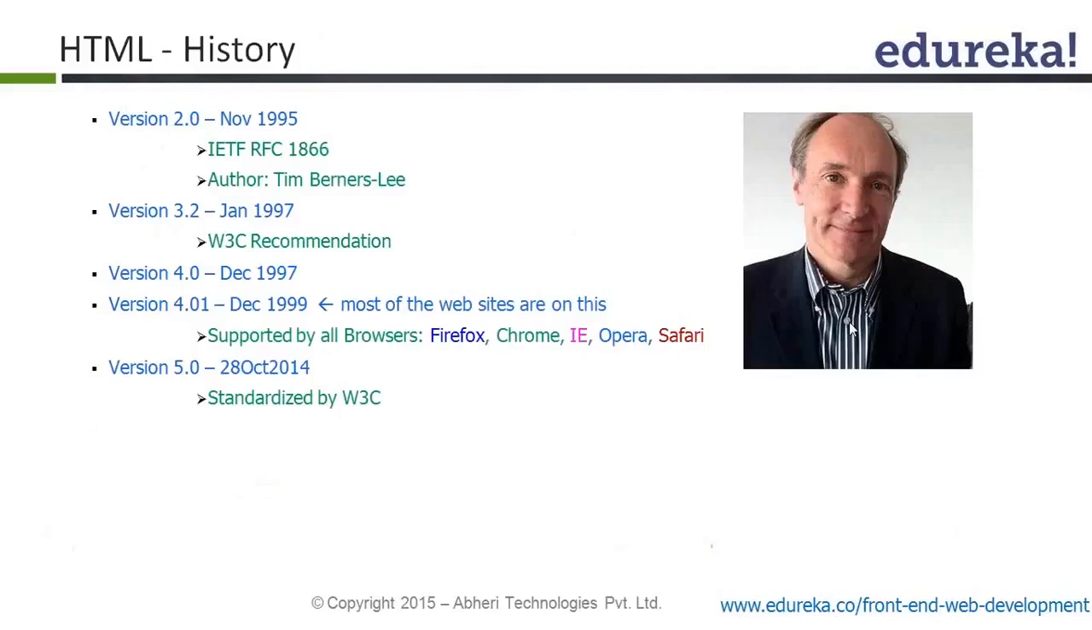But the recent development has been version 5.0, which was standardized just a few months ago. That is 28th October 2014. It's been standardized by the W3C consortium. And actually, there has been a lot of debate going on about when HTML5 will get standardized. Some people were saying that it will get standardized way back in 2020 or 2022. But luckily, it didn't take that long. It was standardized just last year in October.